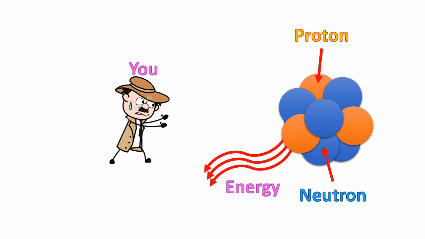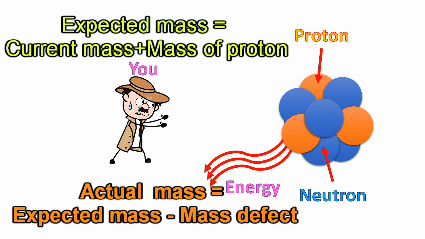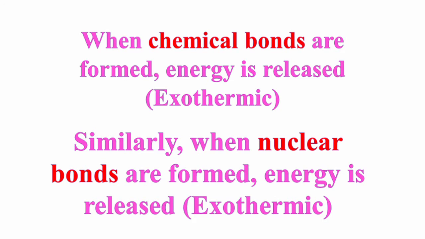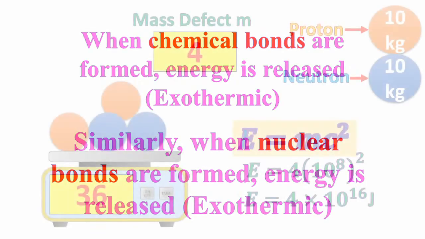Because of this energy release, the resultant mass of the system will be less than expected, and the lost mass is called the mass defect. If you are a chemistry student, then you will find this very easy to understand, because you already know that when chemical bonds are formed, energy is released. So similarly, when nuclear bonds are formed, energy is released.